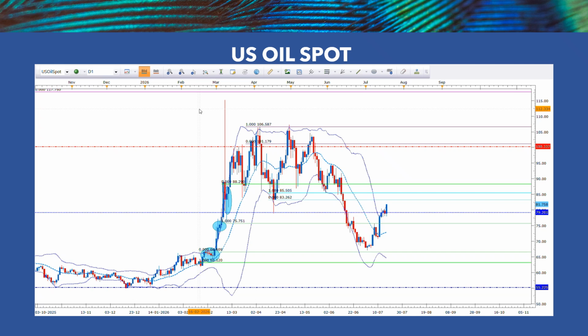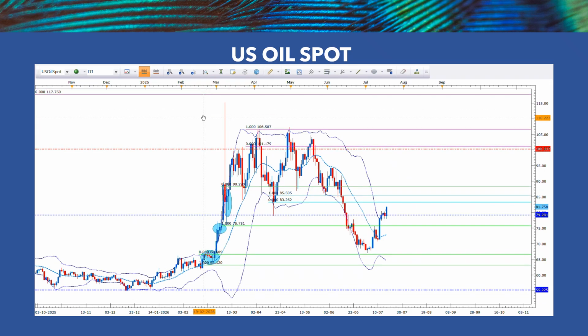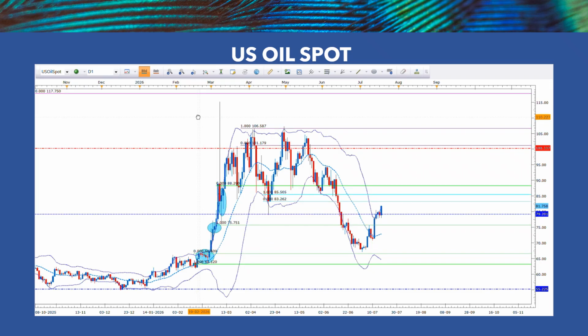The chart on our screen is that of US oil spot, and we're looking at the daily chart. US oil has been going up and down under the influence of news coming out of the war between United States of America and Iran. Ever since the closure of the Strait of Hormuz, it went down all the way from 114.96 to 75.75 on the commencement of the war between the two nations.